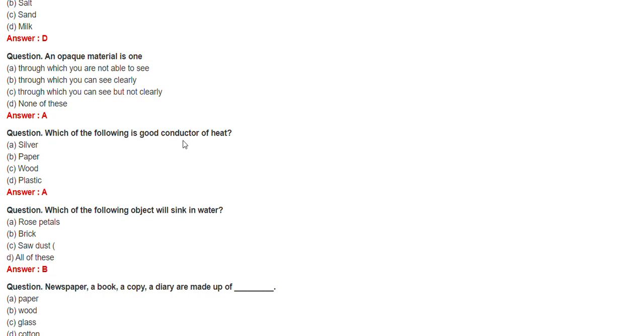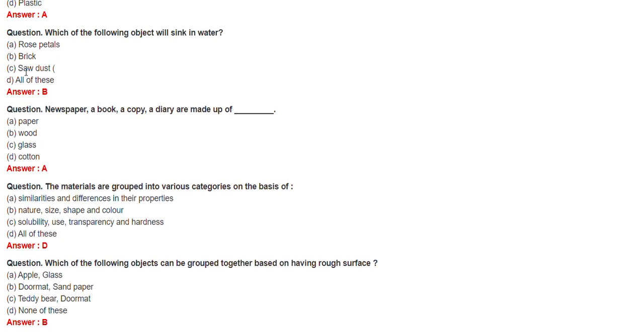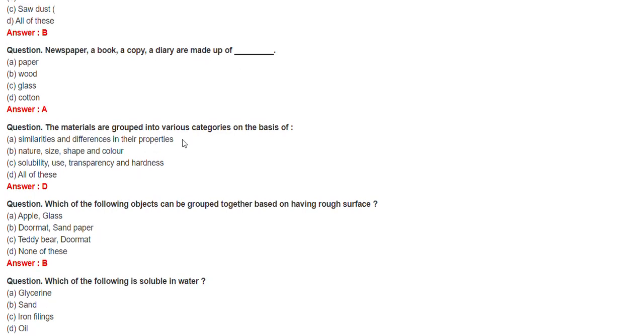Which of the following is a good conductor of heat? Silver. Which of the following objects will sink in water? Bricks. Newspaper, a book, a copy, a diary are made of paper. The materials are grouped into various categories on the basis of all the above: similarities and differences in their properties, nature, size, shape and color, solubility, use, transparency and hardness.